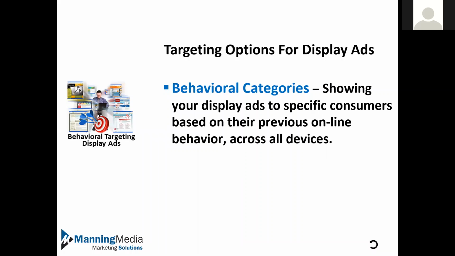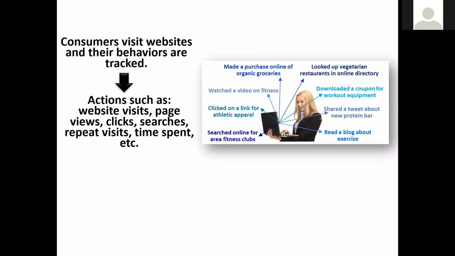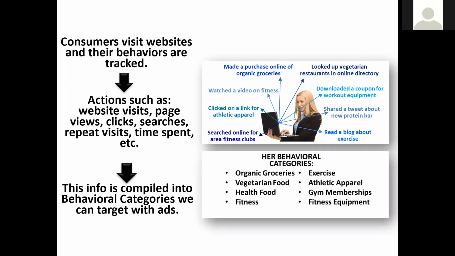So, targeting options for display ads using behavioral categories. This is going to show your display ads to specific consumers based on their previous online behavior across all devices. So here we have a young lady who has watched a video on fitness. She's made a purchase online of organic groceries, shared a tweet about a new protein bar. We're looking at a consumer who's visiting websites, and we're able to track their behaviors. And those actions are going to include the websites that they visit, the pages that they view, clicks, other ads they've clicked on, searches, repeat visits, time spent, and elements like that. And all of that info gets compiled into a behavioral category that we can target with the ads. So her behavioral categories are going to include interest in organic groceries, health food, fitness equipment, athletic apparel.